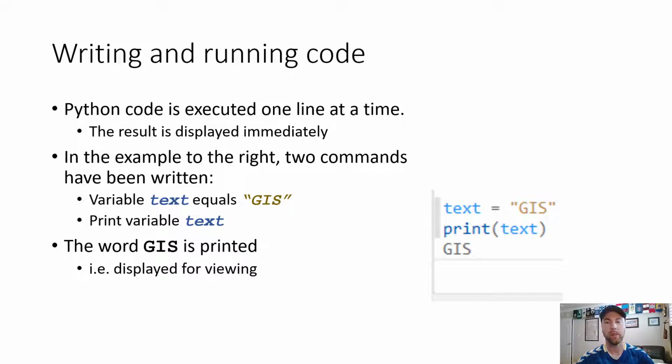And then we're telling the Python platform here to print the variable, which is text. So we say, this is what the variable is, it's GIS. Now print the variable, and then output is GIS, right? And when we say print, in the context of programming, what we're saying is essentially display for viewing.